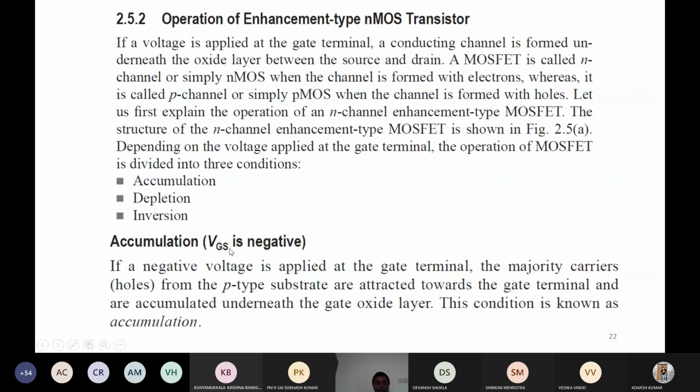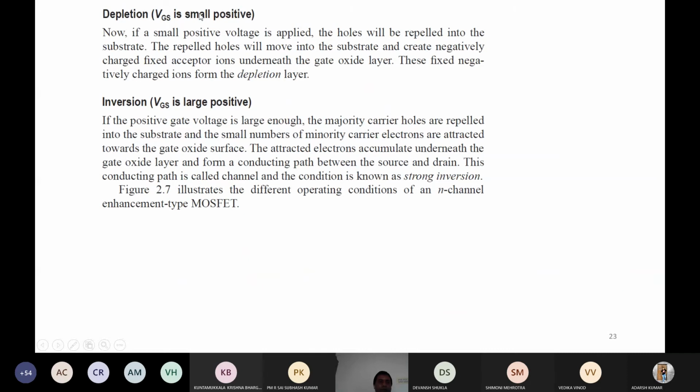So accumulation mode requires a negative gate to source voltage, and if negative voltage is applied at the gate terminal, the majority carriers, holes from the p type substrate, are attracted towards the gate terminal and accumulated underneath the gate oxide, and this is known as accumulation mode. And if the gate to source voltage is positive but very small, holes will be repelled, and in this way a depletion region is formed. This operation of the MOS transistor is called depletion mode operation.